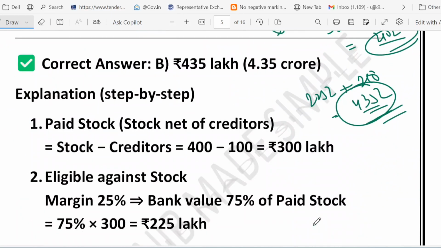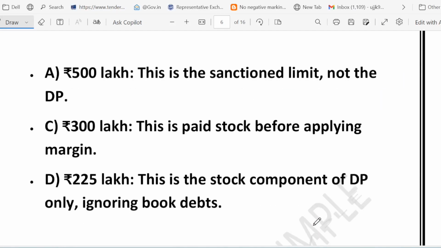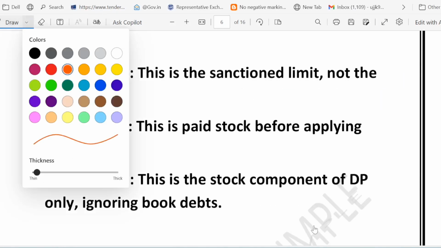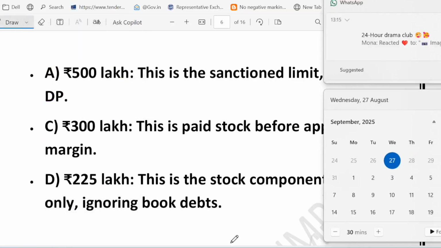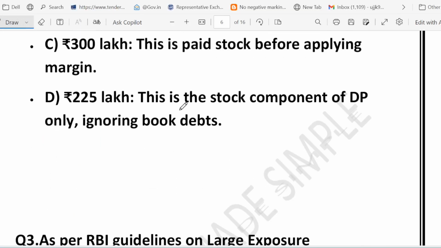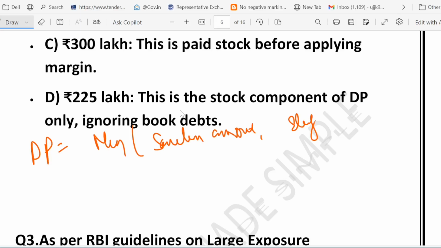So from this discussion, let's just summarize the key point for your understanding. Whenever a question asks you to compute DP, remember DP is the minimum of sanction amount or eligible amount. This is the formula, right?